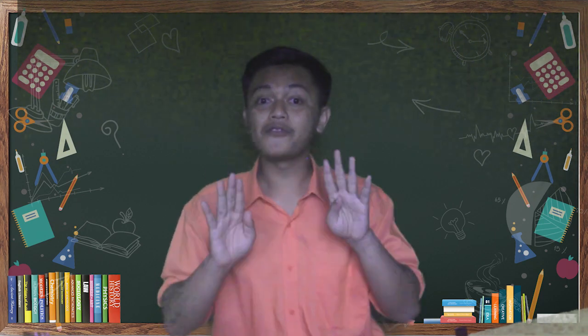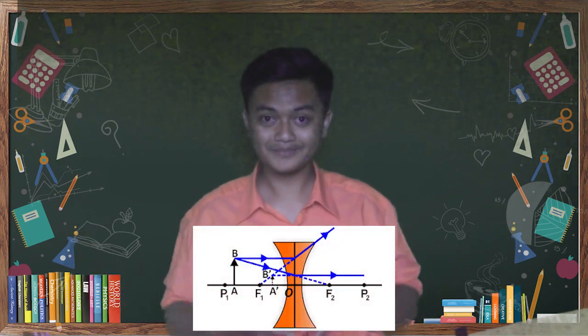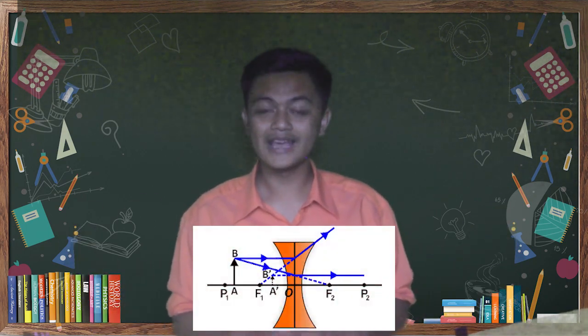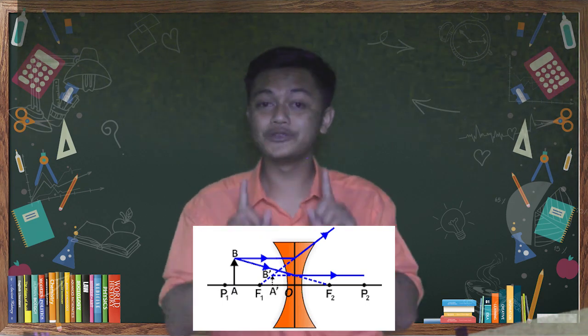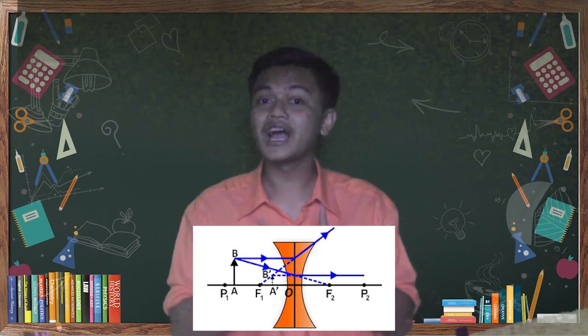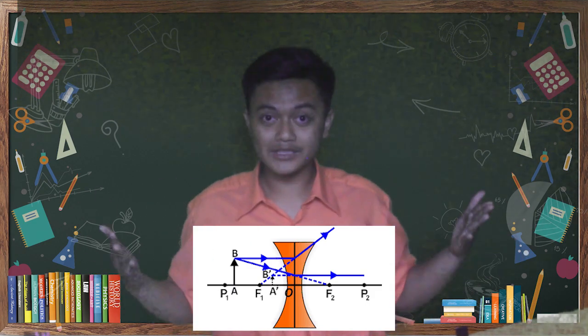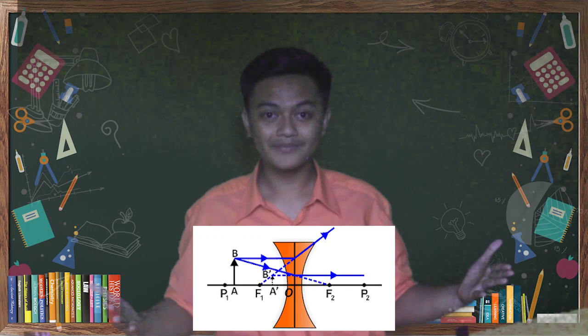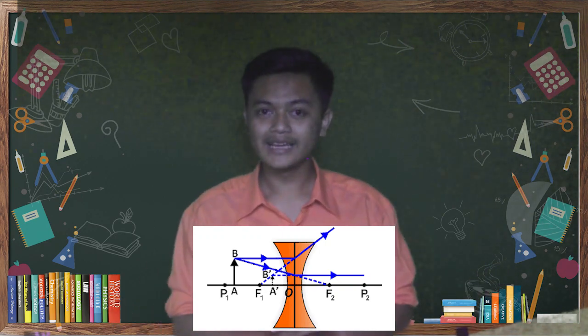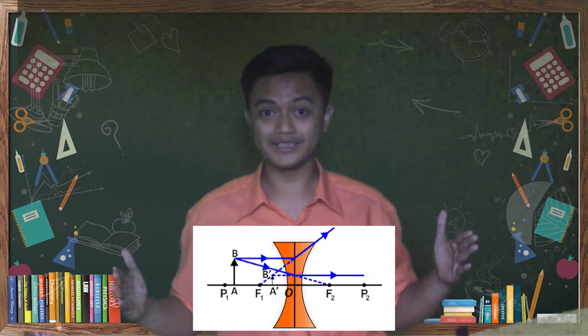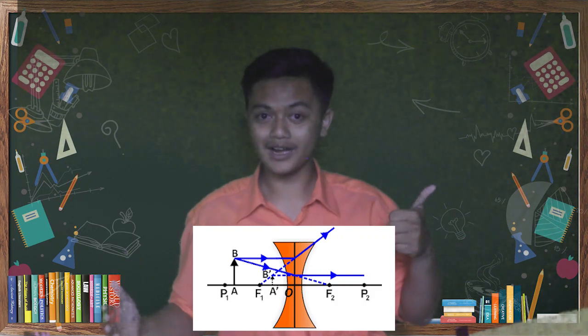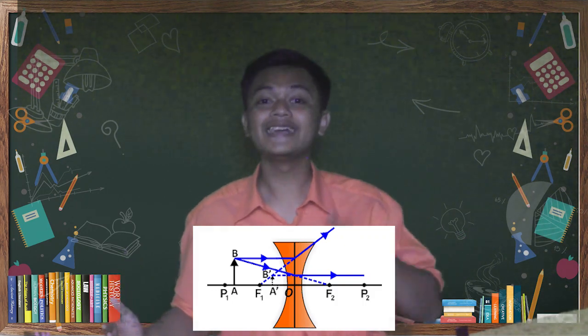And then the fourth step is you will find the intersection between special ray 1 and special ray 2 in these pictures. Now, the last step, you should state the characteristics of the image formed. What are the characteristics of the image formed in these pictures? Yes, right. The characteristics in these pictures are virtual, upright, and diminished.